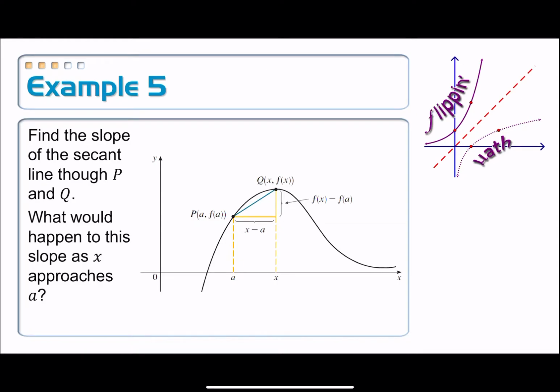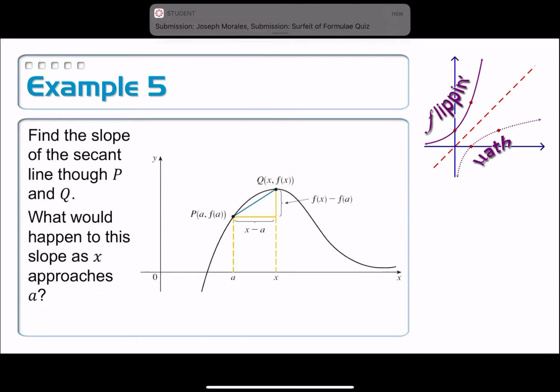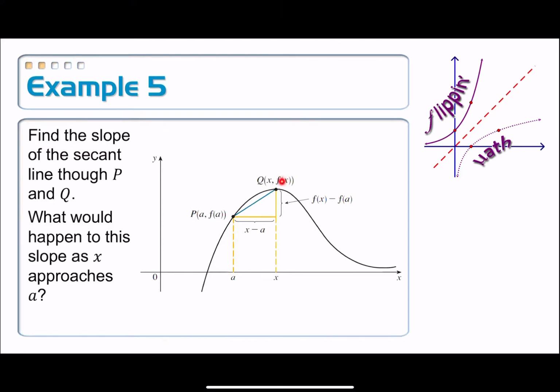On example 5, find the slope of the secant line through P and Q. We've done this before. This is hardly calculus. We want to find the slope of this graphed segment here. And notice that instead of what we had before, we have this variable point here at Q. It's x comma f of x. And then our second point to complete our secant line pair, we have a comma f of a. We will save this question for after we're done with the slope.